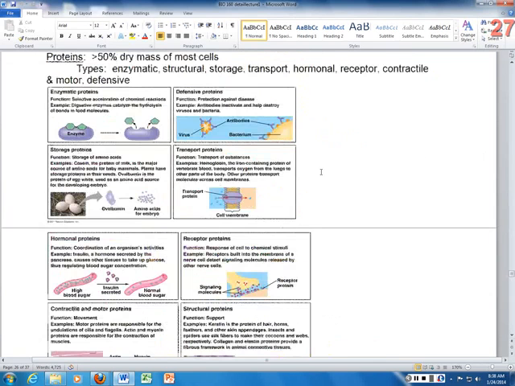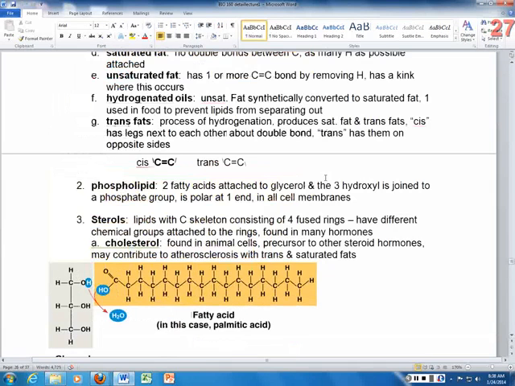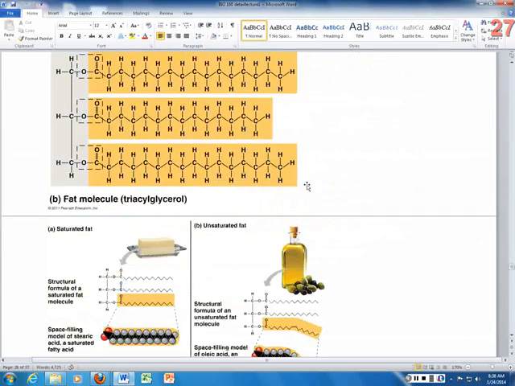I guess I did not put a picture of a cholesterol molecule in there. You'll get to see it later on.